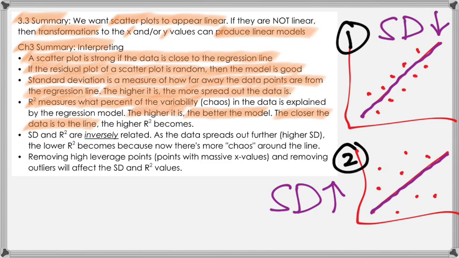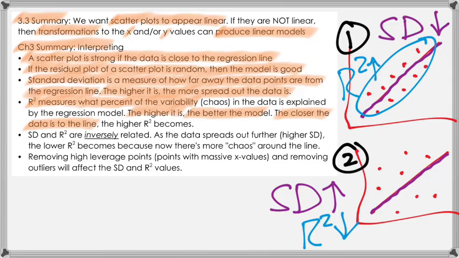So for example, in 1 and 2, right over here, if the question were to be which one of these data sets will have a higher R squared value, you would hopefully understand that data set number 1 is going to have an R squared value that is bigger than data set number 2. And again, the less spread out the data is, the closer the data is to the actual regression line, then the higher the R squared percentage is going to be.